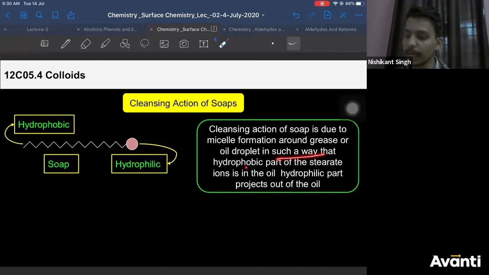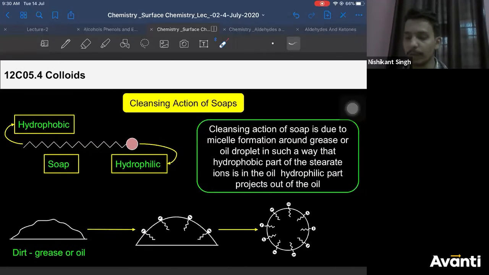In such a way that the hydrophobic part, that is the stearate ions, is in the oil, and the hydrophilic part projects outside the oil. I'll show it to you in the form of a diagram. Let us say this is your oil or dirt or grease on your cloth, right? This is your dirty cloth. Let's say you have played a football match in a muddy ground. You dived two or three times and you got very dirty patches on your clothes. So this is your dirt.